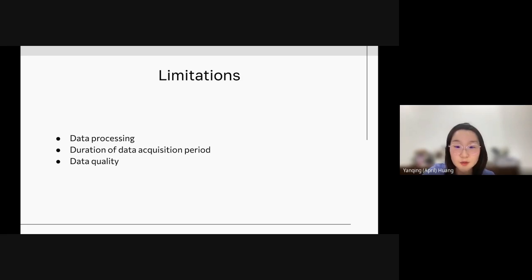The last limitation I'm going to touch upon is the data quality. In this study, I inferred the slope movement from the DAS strain data. However, depending on the installation and coupling of the fiber optic cable with the surrounding information, the DAS strain data may not be representative of slope movement.